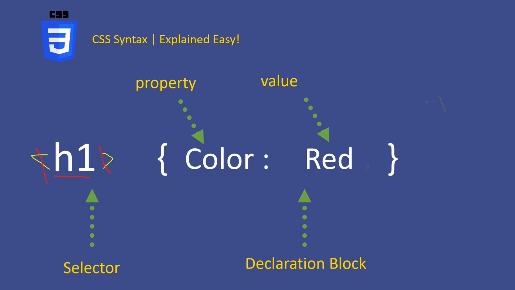And to end it off, we usually add something called a semicolon. Semicolons act like periods in an English sentence. They're used to end off the declaration we're making in our CSS code. I hope that makes sense.